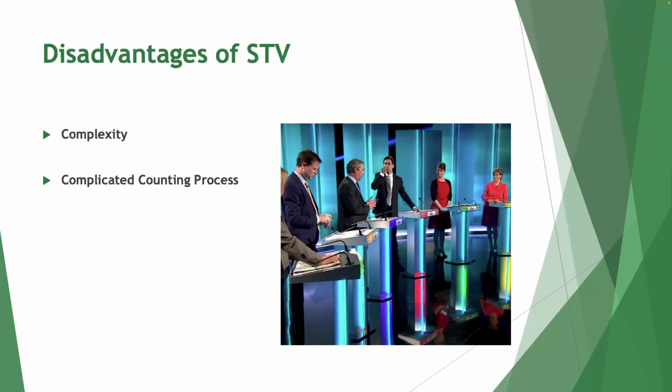The counting process in STV is far more complex than that of first past the post, and even that of the supplementary vote. STV is the single transferable vote. It involves multiple rounds of transferring votes and eliminating candidates, making it slower and more resource intensive to conduct an election, especially an election on a much broader scale, as if we were to, for example, use it for the general elections in the United Kingdom.